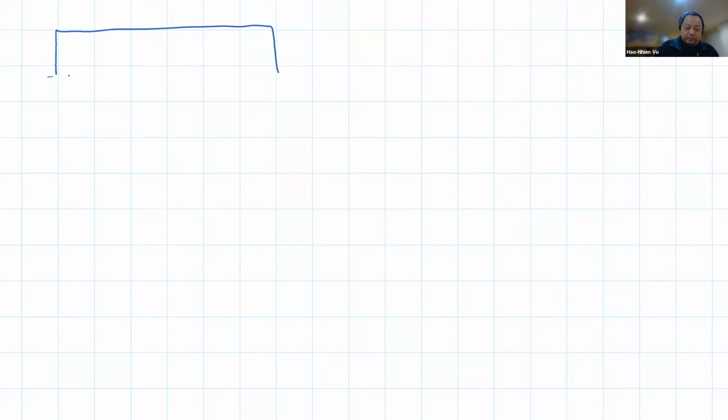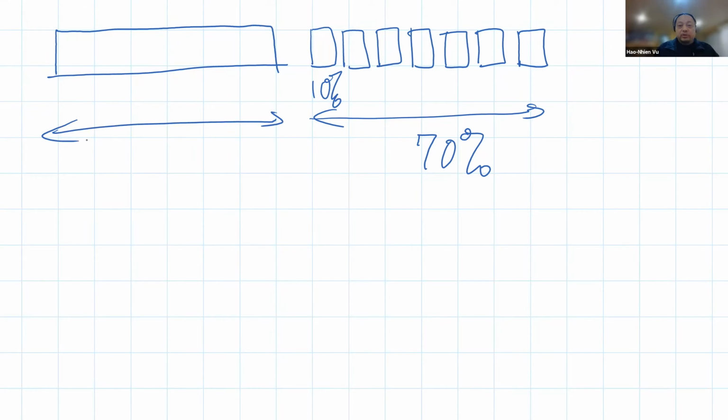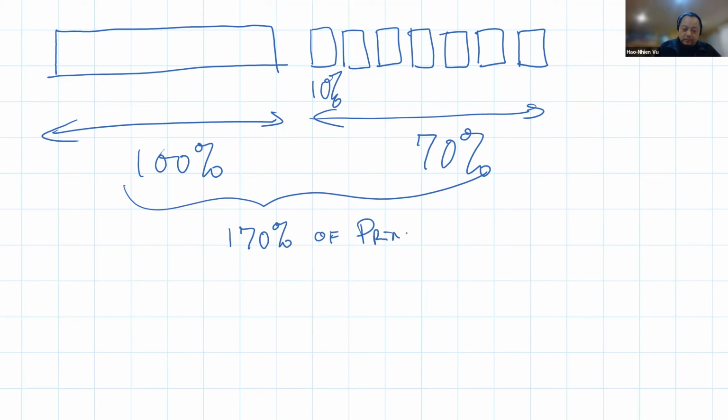So you have a principal of some sort. And then you have interest on top of that. Each interest is 10% of the principal, and you have 7 years of that interest. Altogether, you got 70% of the principal. And then you also have the original principal, which is 100% of it. That means 170% of the principal got to be equal to $135,000. So you can solve this percent problem.